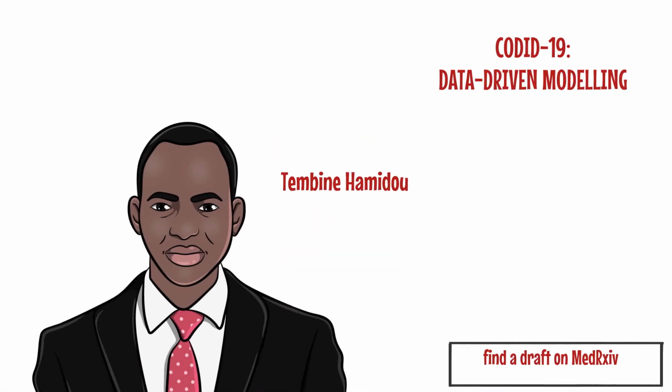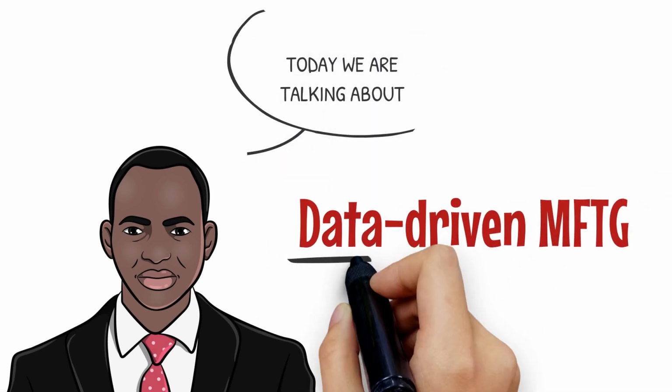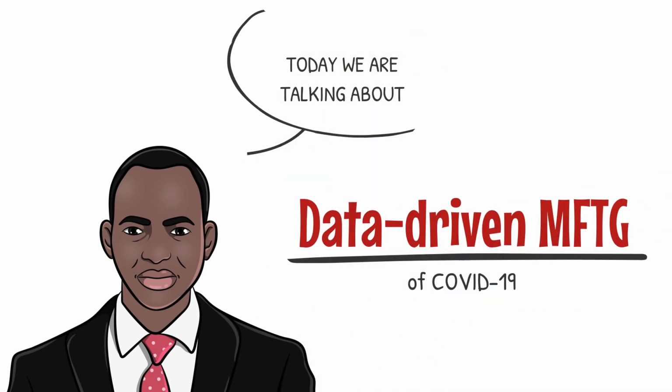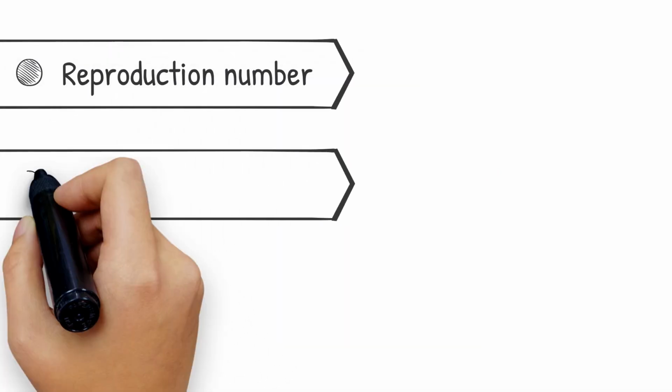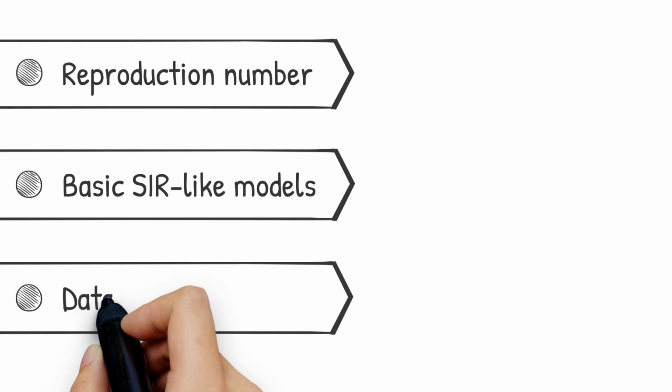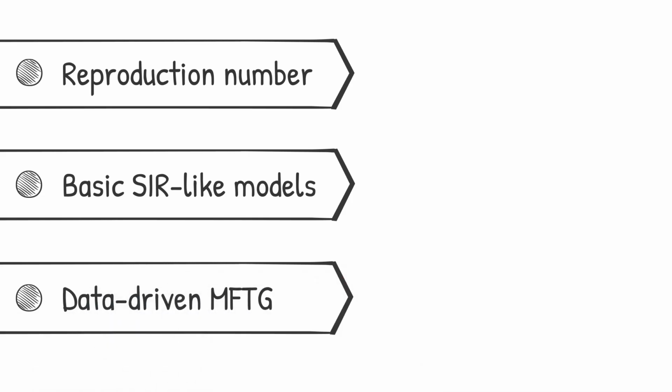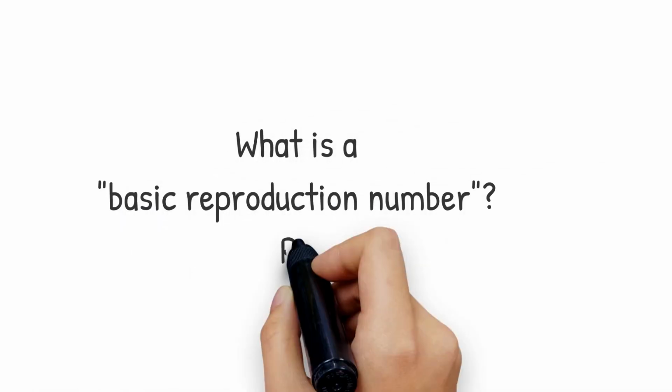Integrating data sets into models and using models to measure the next data is crucial in a dynamically changing environment. Today we are talking about data-driven mean field type game theoretic models of COVID-19. Reproduction number. Basic SIR models. Data-driven MFTG models. What is a basic reproduction number?